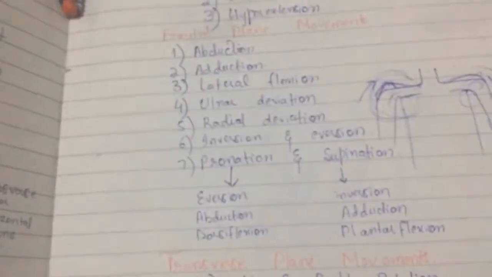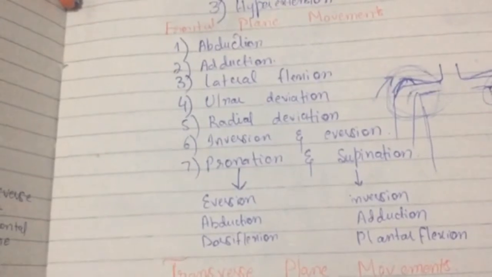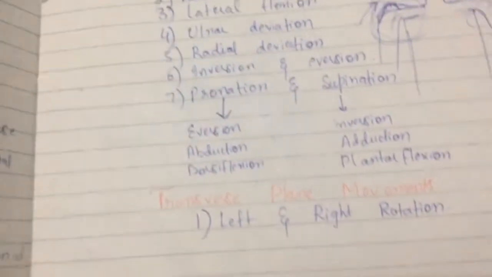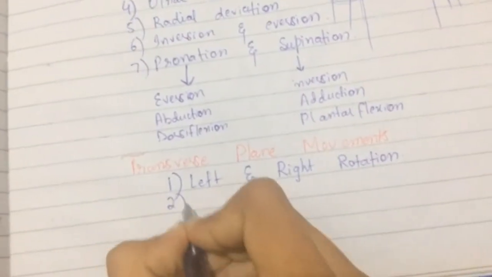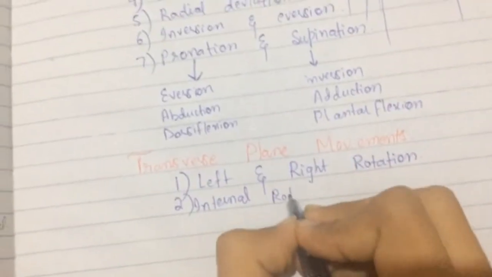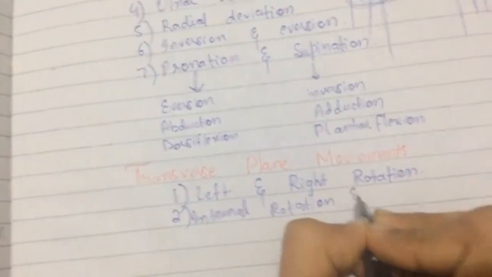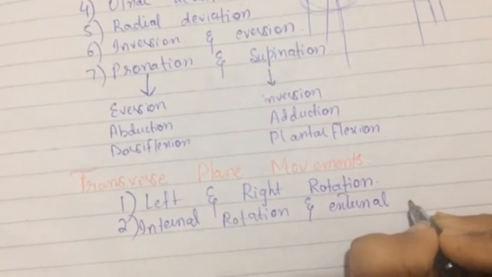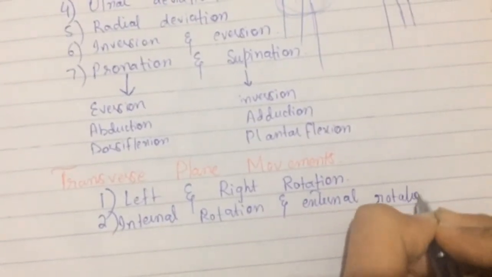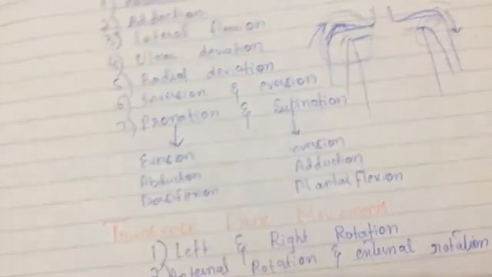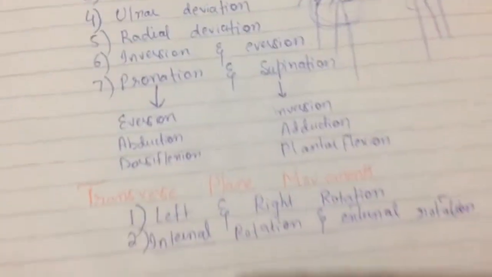So transverse plane movement includes left and right rotation. Now the next one is medial and lateral rotation. Basically this is a rotation of the arm or leg, so internal and external rotation. In internal rotation, the rotation is towards the midline of the body, and external rotation is away from the midline of the body. They basically occur at the arm or leg. So these are the basics.